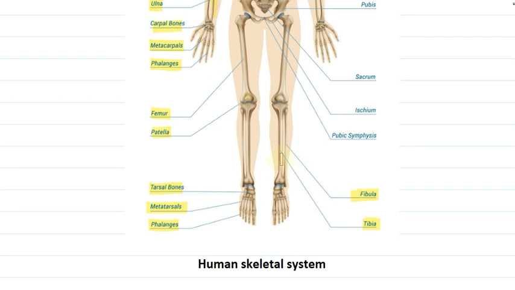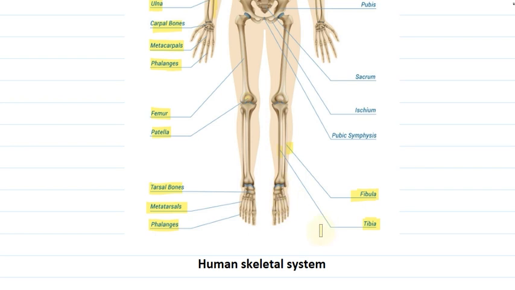This one is the tibia and this one is the fibula. The tibia is the shin bone and it is the larger of the 2 bones in the lower leg. The top of the tibia is connected to the knee joint and the bottom connects to the ankle joint.